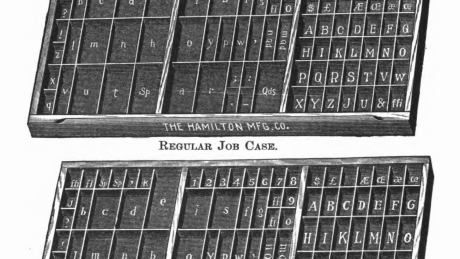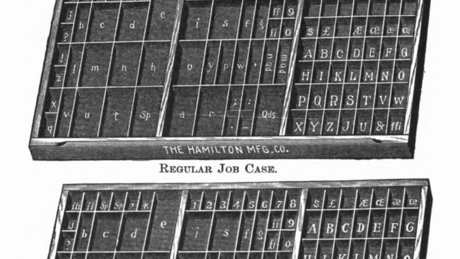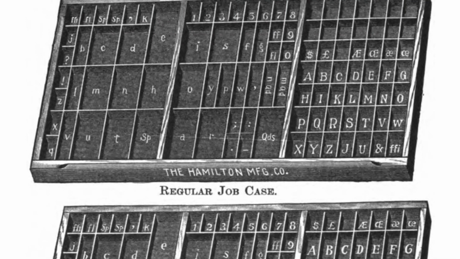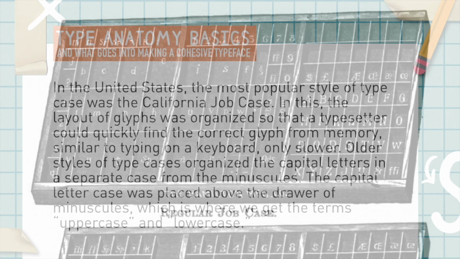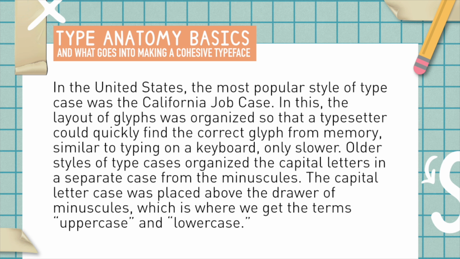In the United States, the most popular style of type case was the California job case. In this, the layout of glyphs was organized so that a typesetter could really quickly find the correct glyph from memory, and it's almost similar to typing on a keyboard, only a little bit slower. Older styles of type cases organized the capital letters in a separate case from the minuscules, so the smaller letters, the lowercase letters. And the capital letter case was placed above the drawer of the minuscules, which is where we get the terms uppercase and lowercase.